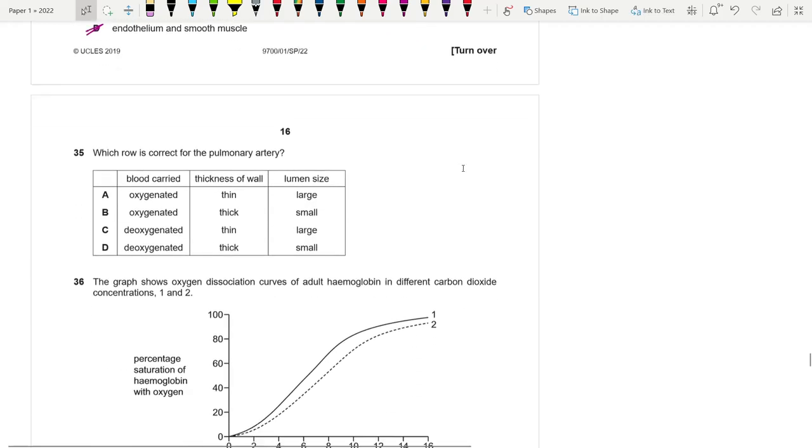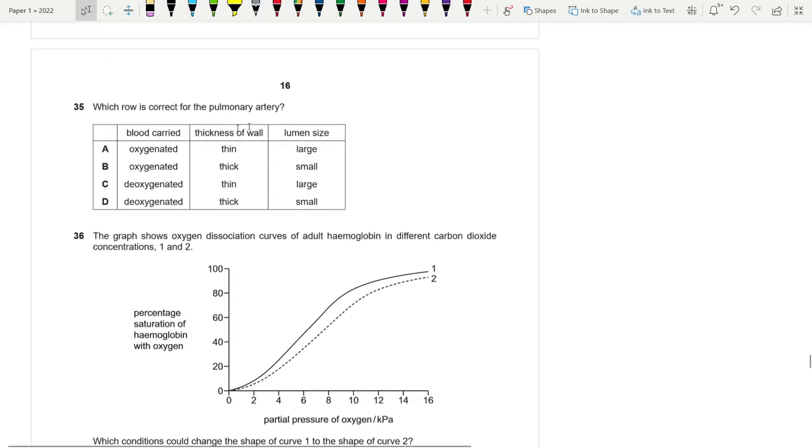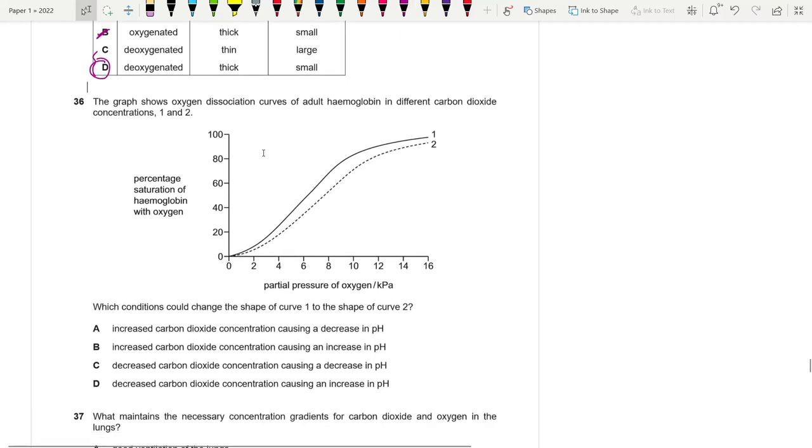Okay, 35. Which way is correct for pulmonary arteries? Pulmonary arteries, remember, they carry deoxygenated blood actually. It's the only artery in the body which carries deoxygenated blood from the heart to the lungs. Okay, so since it's an artery, this is an exception. Since it's an artery, the lumen size will be small, okay, and the thickness of the wall will be very thick comparatively. 35D. 36. The graph shows oxygen dissociation curves of adult hemoglobin in different carbon dioxide concentrations 1 and 2.